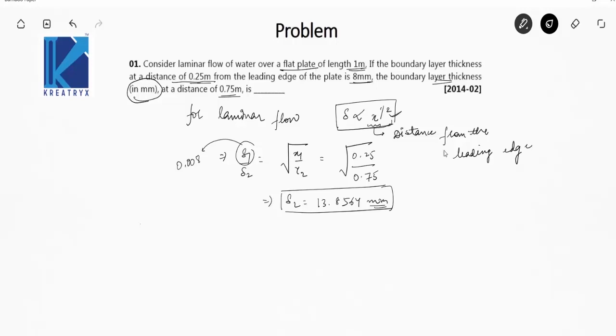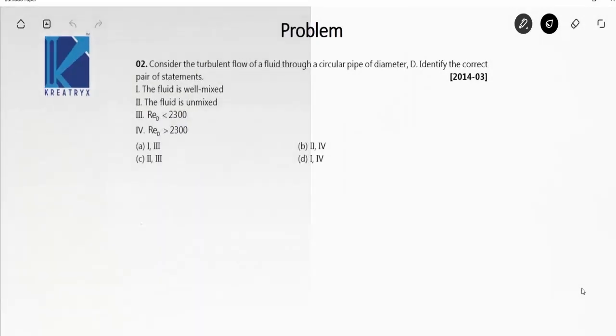Okay, next question. Consider the turbulent flow of a fluid through a circular pipe of diameter d. Turbulent flow is given. Identify the correct pair of statements. The fluid is well mixed, the fluid is unmixed, Reynolds number is less than 2300, Reynolds number is greater than 2300. So for turbulent flow, what are the characteristics?